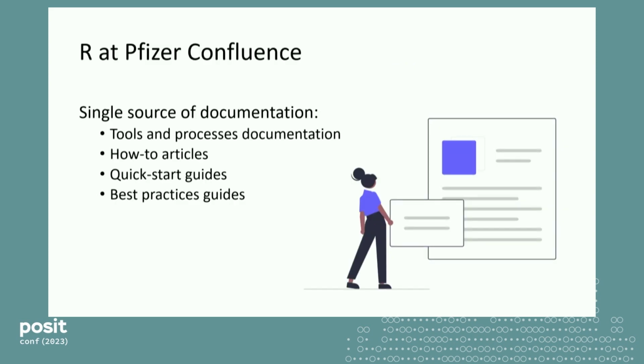Having tools is great, but we all know that we need proper documentation for those tools. And we needed a single source of truth and a single source of documentation where our colleagues can access all the documentation regardless of where they are in the world at any given time. So for us, the R at Pfizer Confluence became this single source of truth. The Confluence website is an internal website where we host all our documentation and how-to articles, we promote best practices, and this is also the place where our IT colleagues post all their best practices, guides, and information.